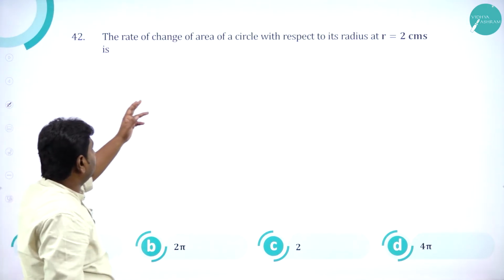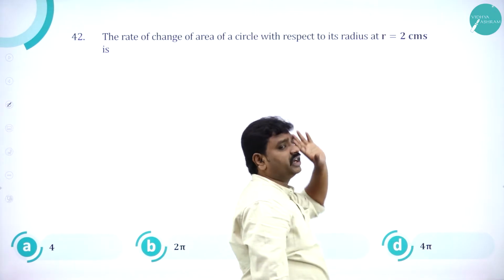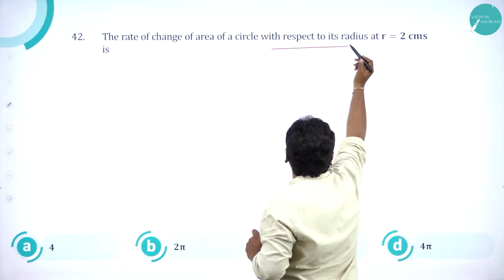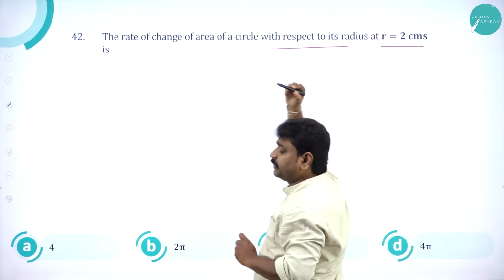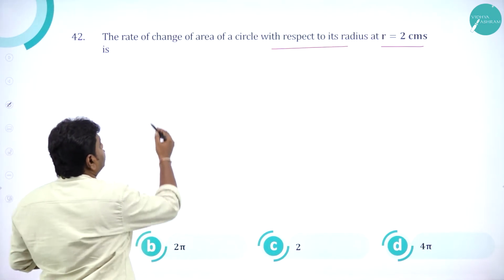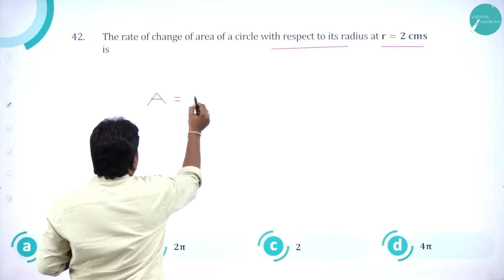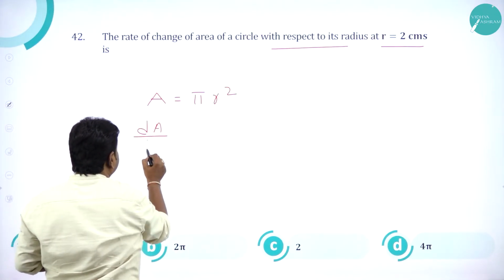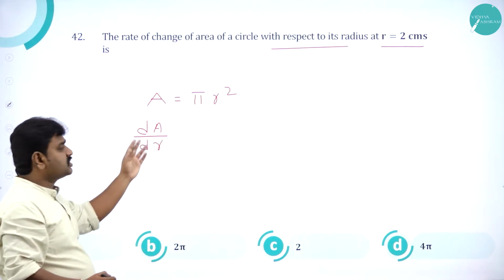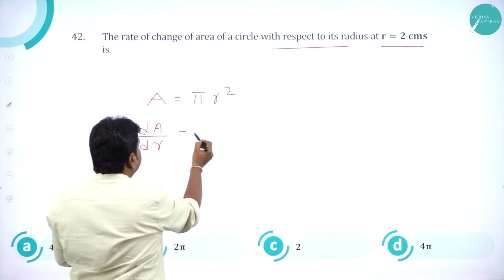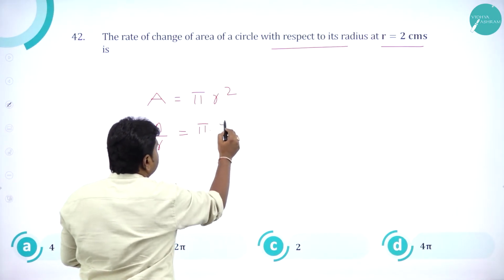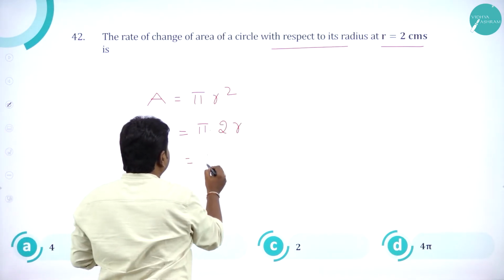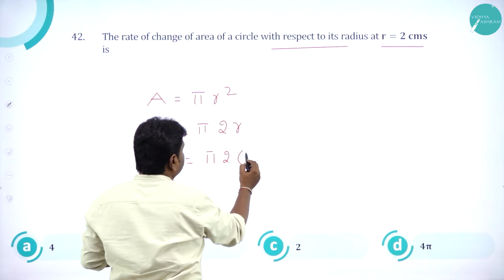Next. The rate of change of area of circle with respect to radius. They wanted to find rate of change of area of circle, but they mentioned with respect to radius, at radius is equal to 2 centimeters. So now rate of change of area. So what is area of circle? Pi r square. This is the area of circle. They want dA by dr, rate of change of area with respect to radius, means differentiate both sides with respect to radius. You know pi is constant, take it outside, and differentiation of r square is what? 2r, because I am differentiating with respect to r, and they want at 2 centimeters. In the place of r, put 2 centimeters.